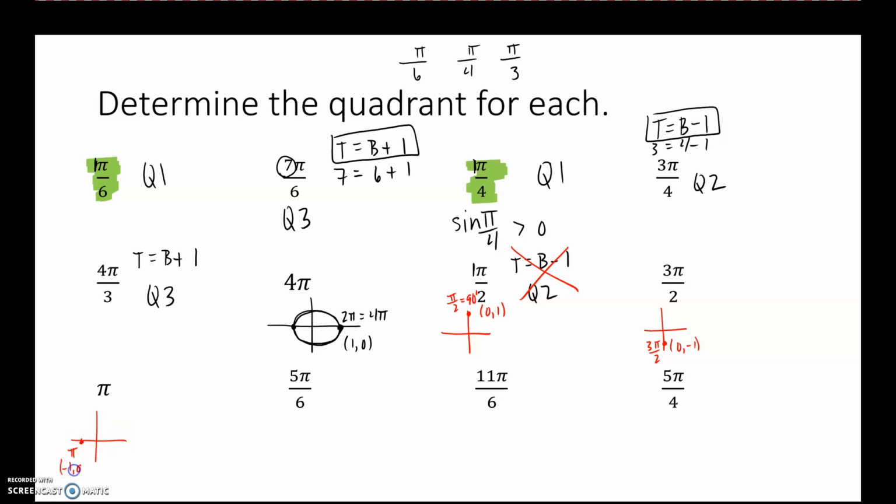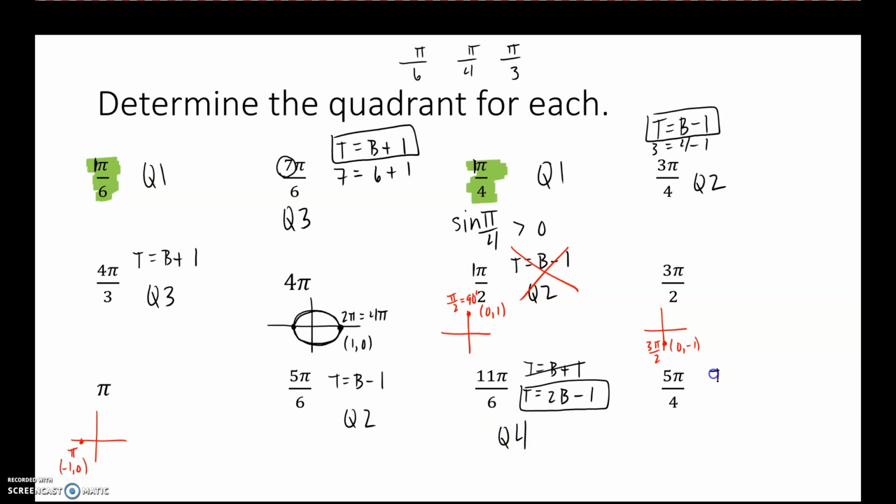So again, no quadrant. When I look at 5 pi over 6, my top number is my bottom number minus 1. That puts me in quadrant 2. 11 pi over 6. All right, well, my top number is not my bottom number plus 1. But my top number is twice my bottom minus 1. So this relationship here puts me in quadrant 4.